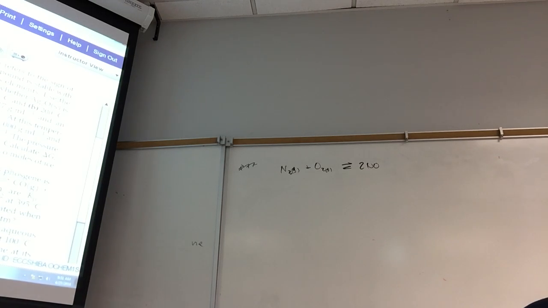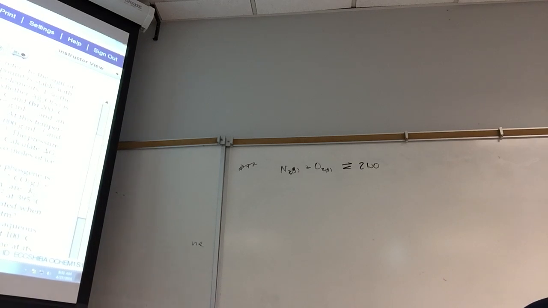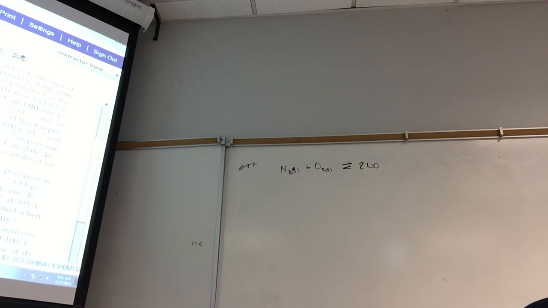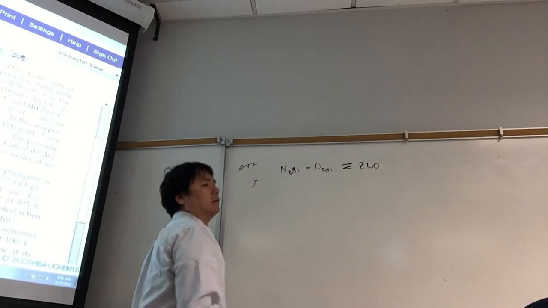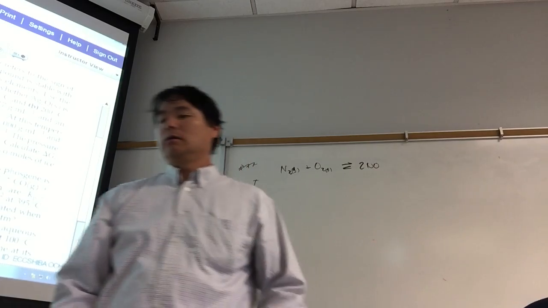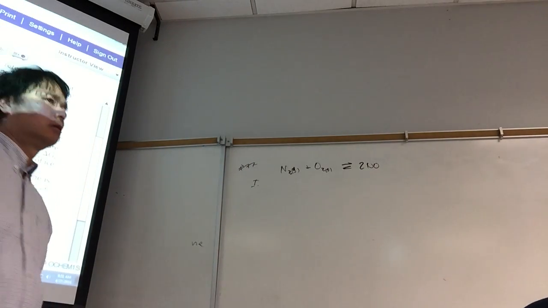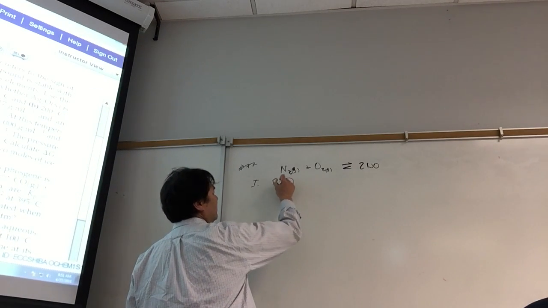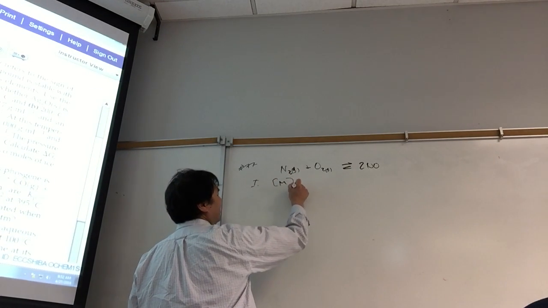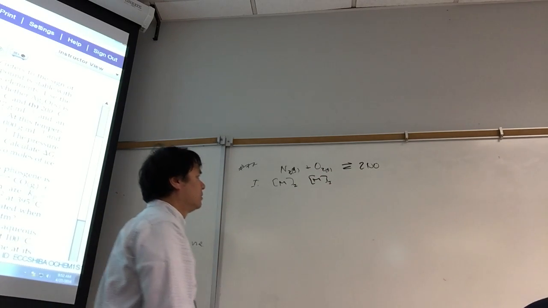At what approximate temperature will an equal molar mixture of N2 and O2 be 1.0% converted into NO? Equal molar mixture, what does that mean? It could be 1 to 1, or 2 to 2, or 3 to 3. It's equal, so we'll just have some initial molarity here, which is going to be the same as the molarity here.